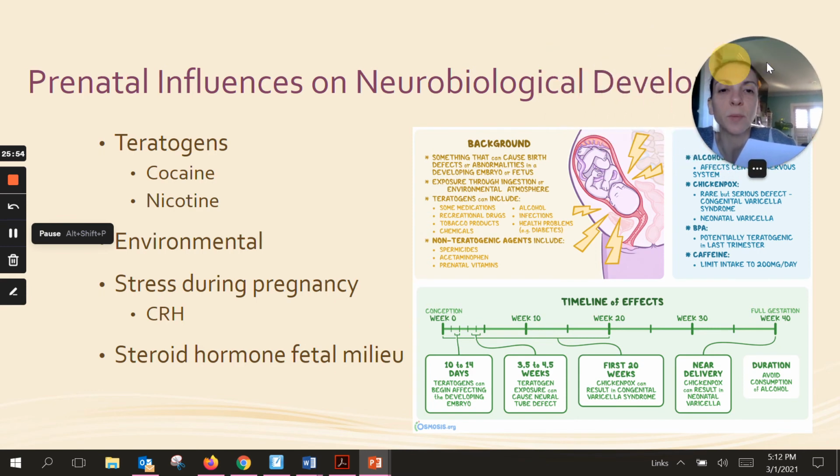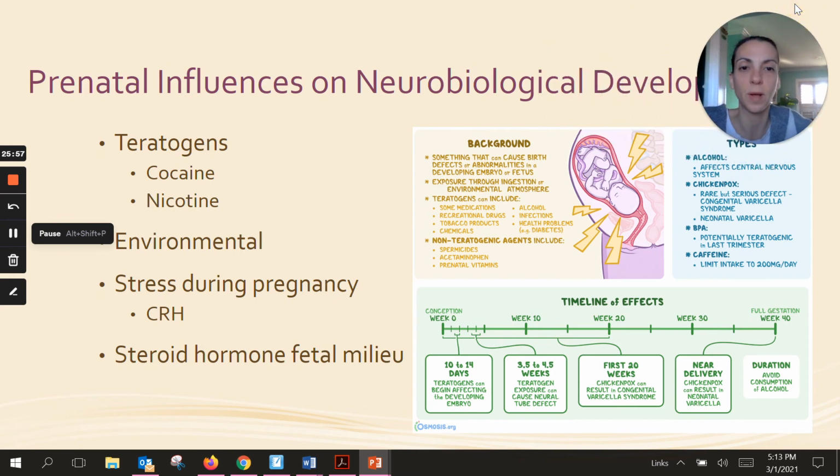So let's talk about some of the prenatal influences on neurobiological development. Teratogens, so that's anything that can cause death or harm to the baby. Teratogens show damage in both human and animals, and there's a couple of specific ones that we're going to talk about. Cocaine is one of them.